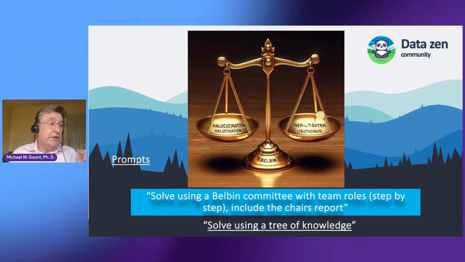The Belbin committee is able to see beyond it and avoid hallucinating. So I have come up with situations where the LLM has hallucinated, and the Belbin prompt brings it back and avoids that hallucination. So all in all, I would say that this is a very successful approach to zero-shot prompting. And then the other one we covered, I developed this idea of using a tree of knowledge, and this is successful at summarizing large amounts of information within the LLM.